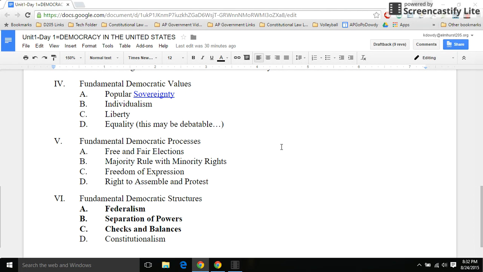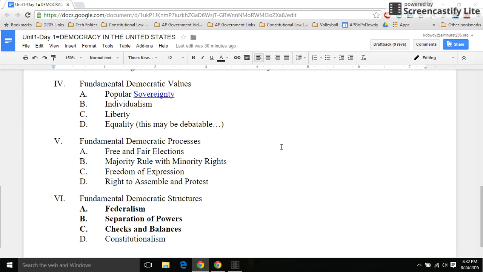Another fundamental democratic value is individualism, the ability to be who you want to be, with some limitations. Obviously, you can't step on other people's rights for the most part, but we have the great ability to be very much individuals in our society, where other countries and other government forms do not allow citizens to have that right. Liberty, inherent in our country. Again, oftentimes you think of freedom, you think of maybe the Statue of Liberty, but the idea that we have a tremendous amount of freedom in our country, we may take that for granted often.